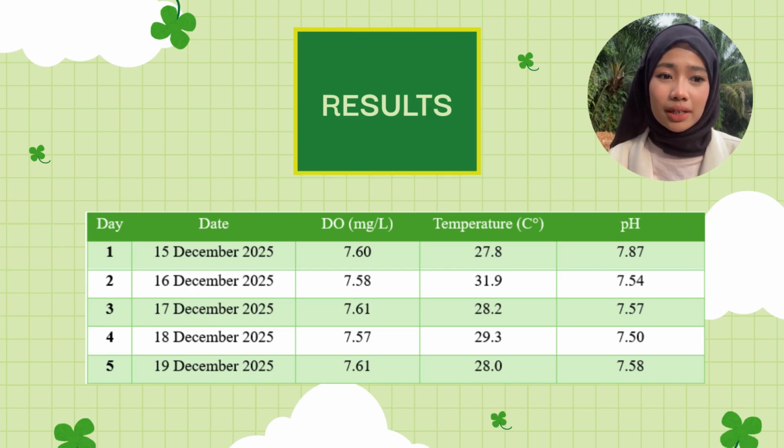However, despite the temperature spike, look at the dissolved oxygen column. The value remains very stable. This is a really positive sign for water quality. And lastly, on the right, our pH readings stay between 7.5 and 7.87, which indicates the water is slightly alkaline and well within the healthy range for aquaculture.